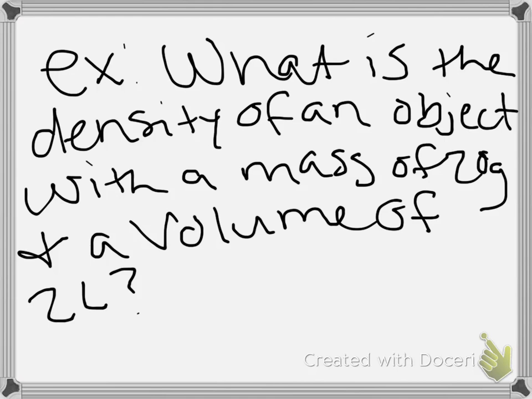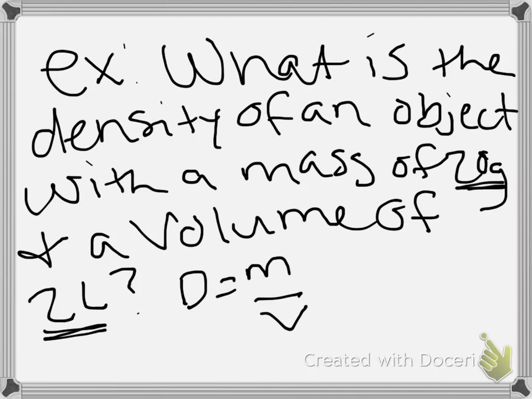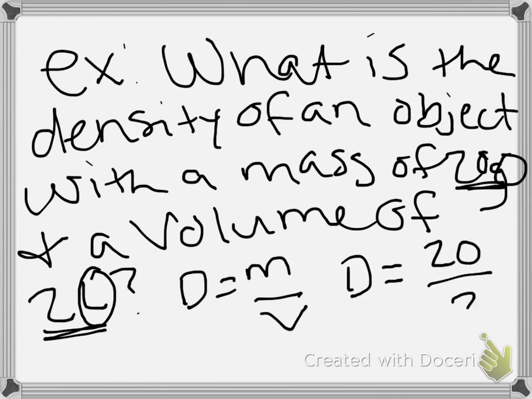Alright, we know the formula is density equals mass over volume. We have the mass, we have the volume. Mass is in grams like it's supposed to be. Volume is in liters like it's supposed to be. So we don't have to convert anything. All we have to do is plug in the numbers we know. We don't know D. We know that M is 20. And we know that L is 2.